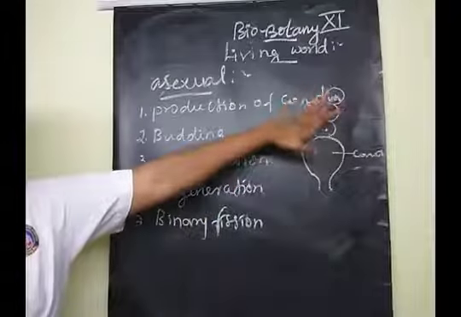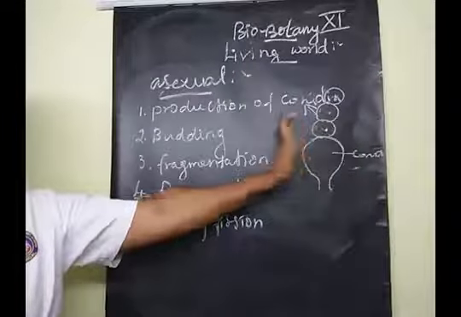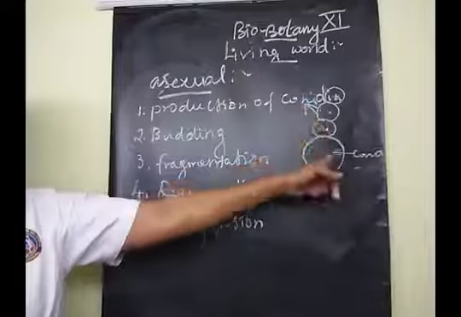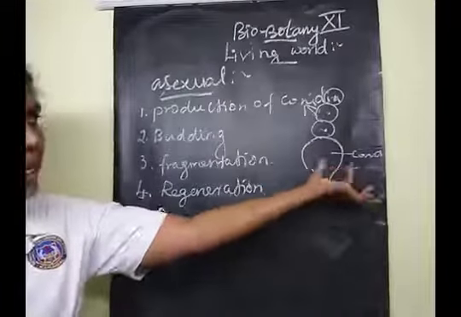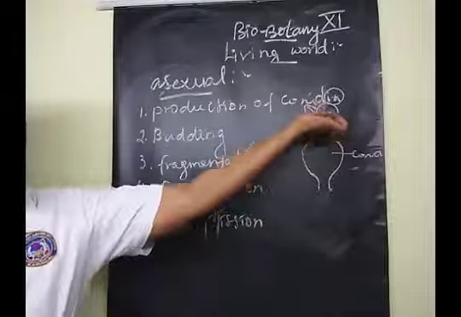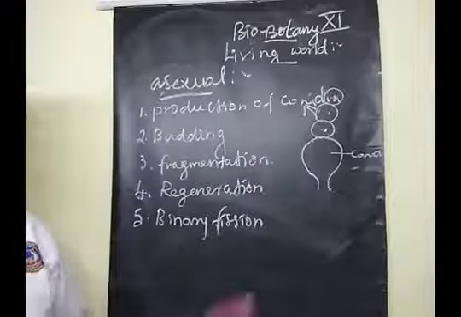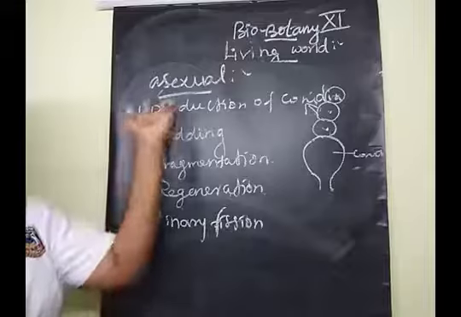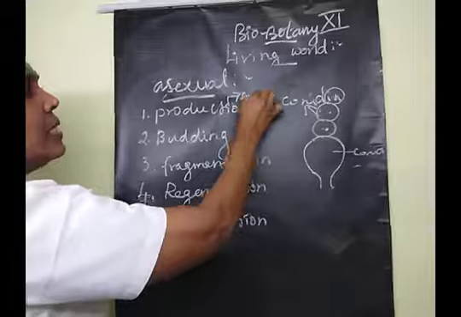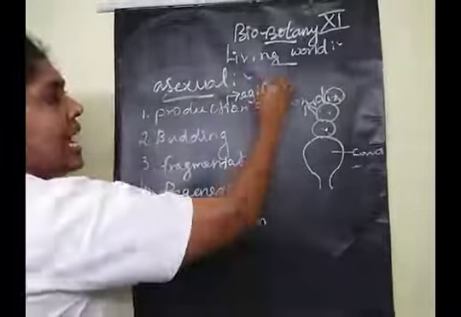So conidia are one type of spore that fungal organisms produce for asexual reproduction. This area is known as the conidiophore. Above this region the spores are present. These spores are called conidia. Clear? Yes. For the production of conidia, two examples are given, two examples of fungal organisms. The first one is Aspergillus.